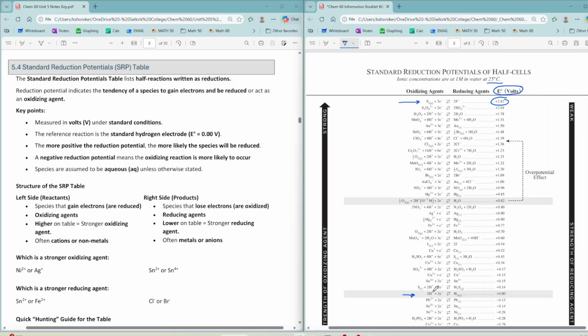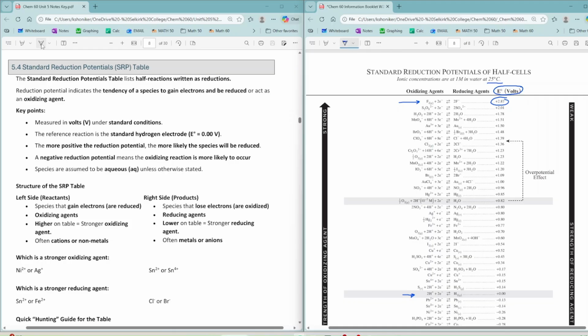And again, like I said before, all species, especially all ions, are expected to be aqueous unless otherwise stated. You'll notice there's a fluorine gas in there and a chlorine gas in there, so when they need to include the state, they will. Otherwise, you can assume aqueous.